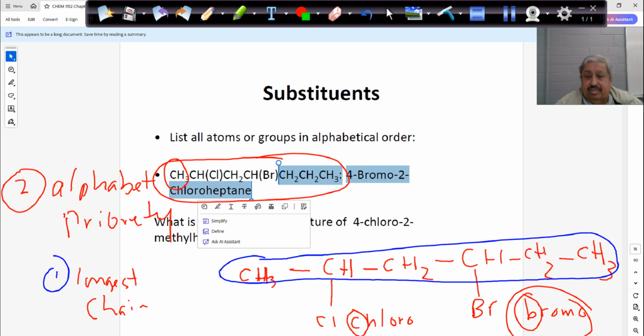So then the longest chain is 1. So I have to start with what? With the bromo, which comes before. So I'll start from here: 1, 2, 3, 4, 5, 6. I don't agree with the name there. They put bromo at 4. No, bromo has to be where? Where is it? 3. That's the reason I can't tell about this.